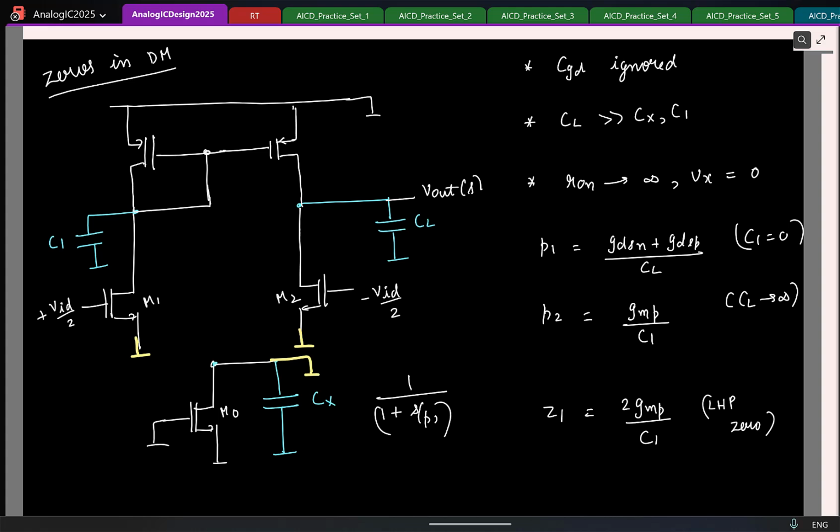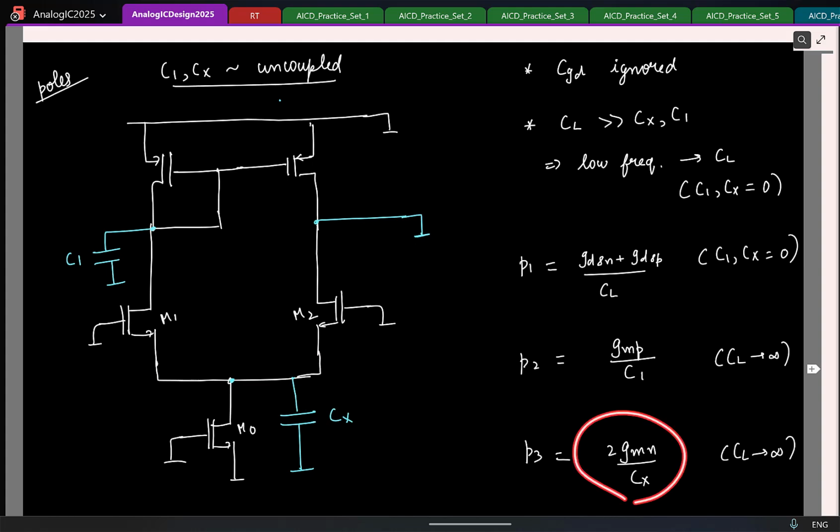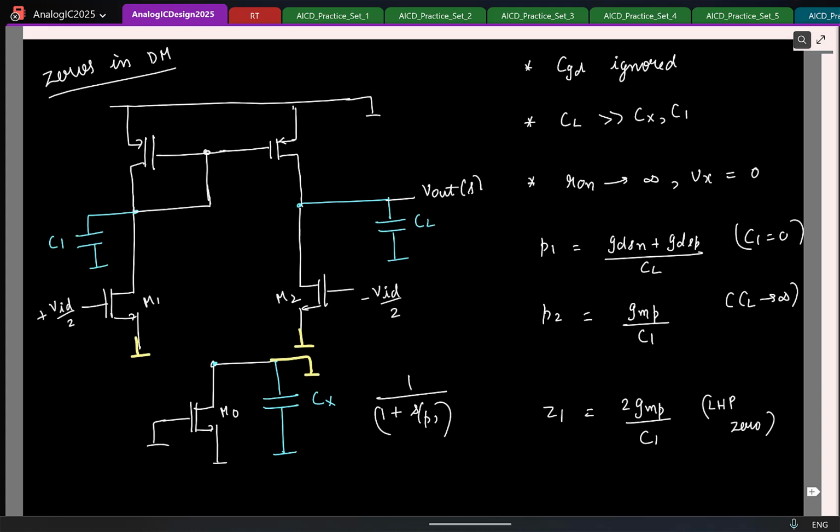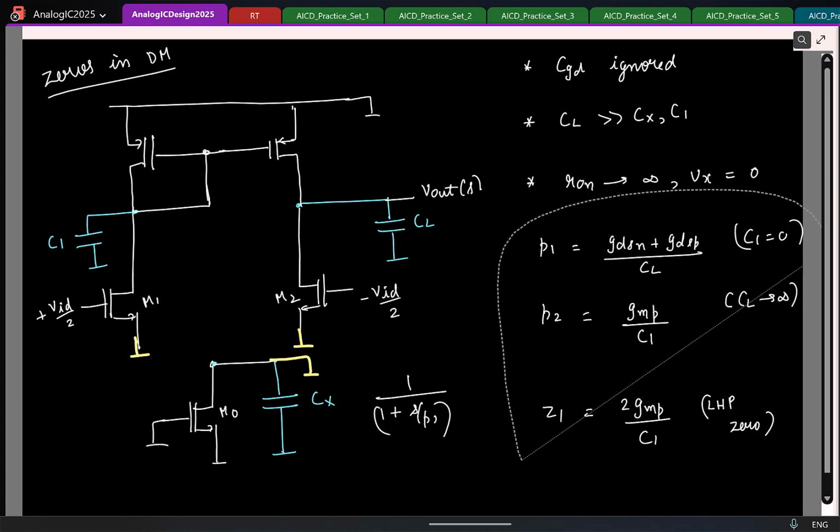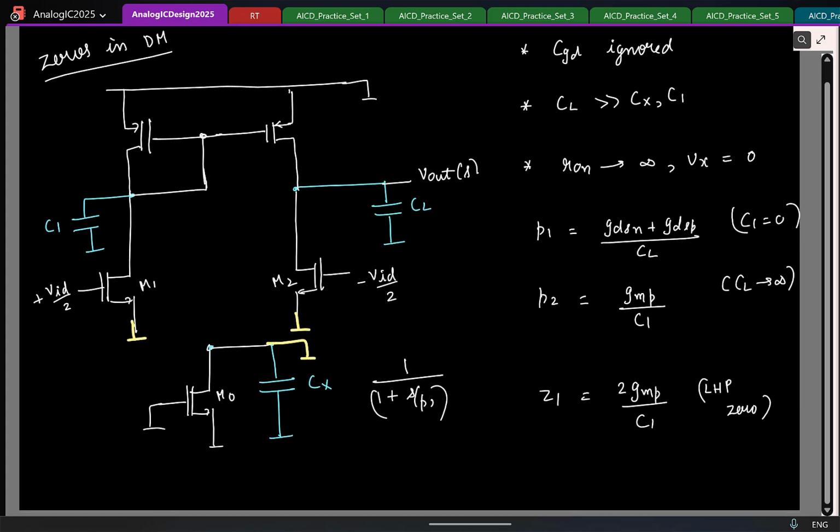And again remember, this is valid for large values of the R0 for NMOS. Otherwise we have a third pole at this frequency 2 GMN by Cx, and you have an additional 0 close to this frequency, and when R0 is large, those two cancel each other. Cool. So any questions so far? Okay.